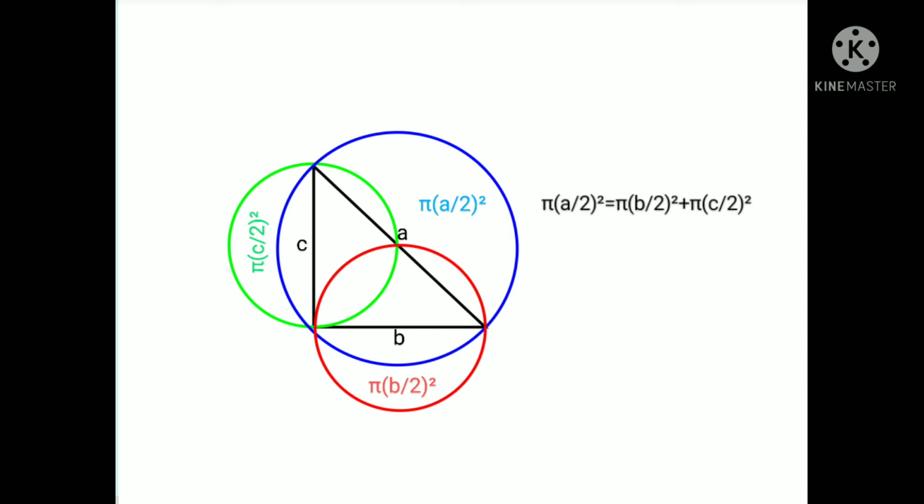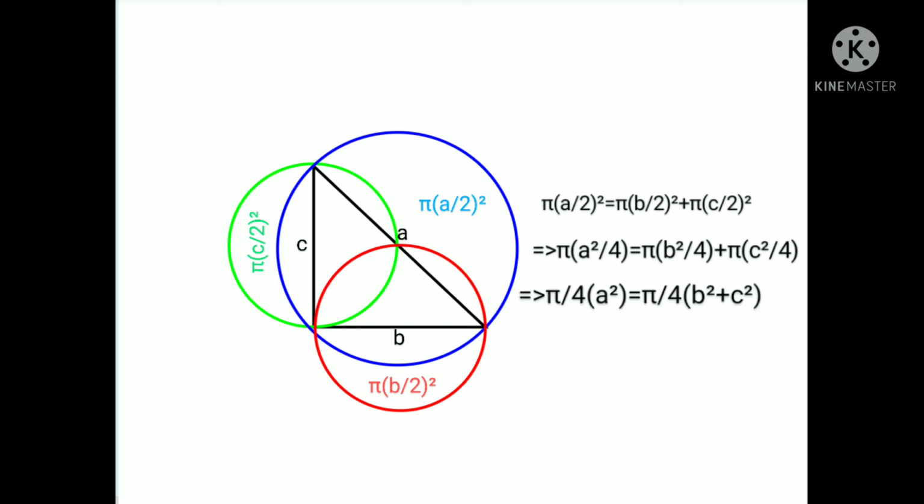So now we can write this in this. Then we can take common from both sides, pi divided by 4. Then we can divide both sides by pi divided by 4, and we will get A squared is equal to B squared plus C squared.